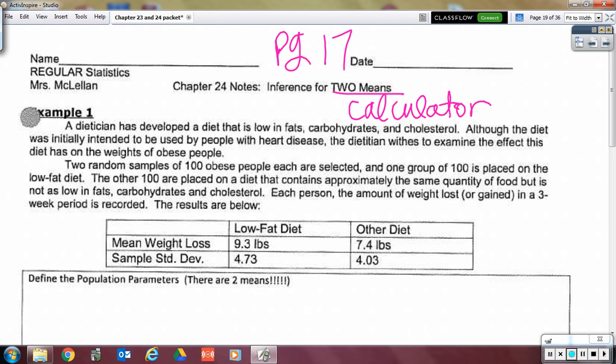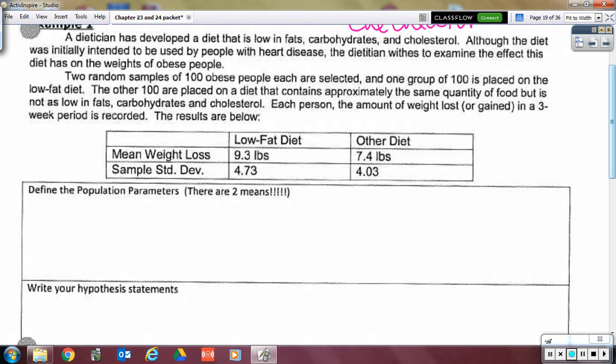Two random samples of 100 are randomly selected. The one group of 100 is placed on the low-fat diet, and the other group of 100 is placed on approximately the same quantity of food, but is not as low in fats, carbs, and cholesterol. For each person, the amount of weight loss or gained in a 3-week period is recorded, and the results are below.